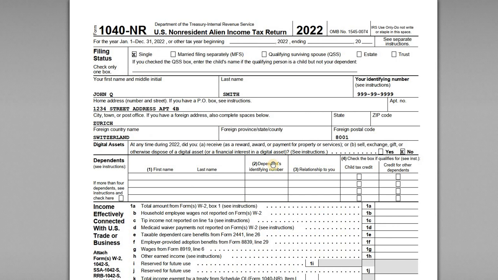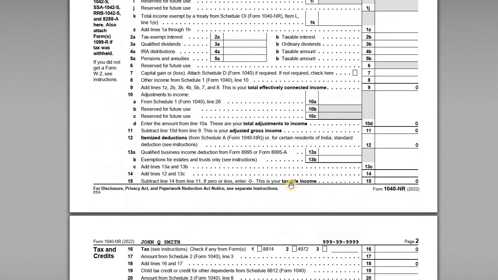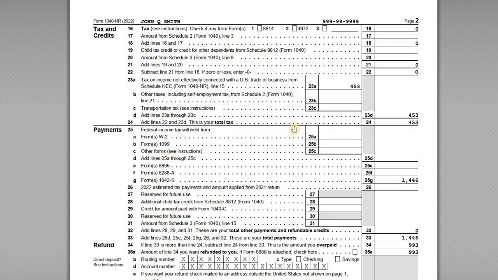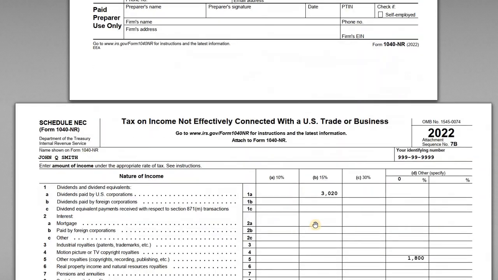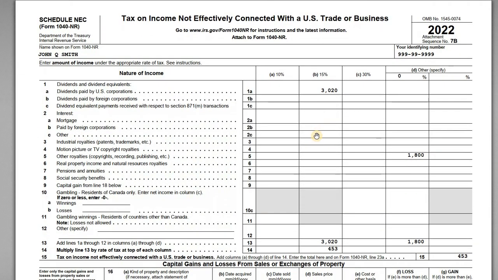Now, if I jump back to the 1040NR, we'll look at the Schedule NEC first, right? So if we look at the Schedule NEC, this is where we report the U.S. source FDAP income that's not effectively connected with a U.S. trade or business. And so you'll see here that we have two line items that are important to us. We have 1A, dividends paid by U.S. corporations, and then line 5, other royalties. So remember, the U.S. source dividends were subject to a 30% tax rate, but under the treaty, we're going to be claiming the reduced 15% rate available to John.